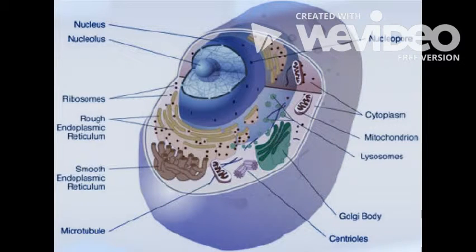Plant and animal cells have several differences and similarities. For example, animal cells do not have a cell wall or chloroplast, but plant cells do. Animal cells are round and irregular in shape, while plant cells have fixed rectangular shapes.